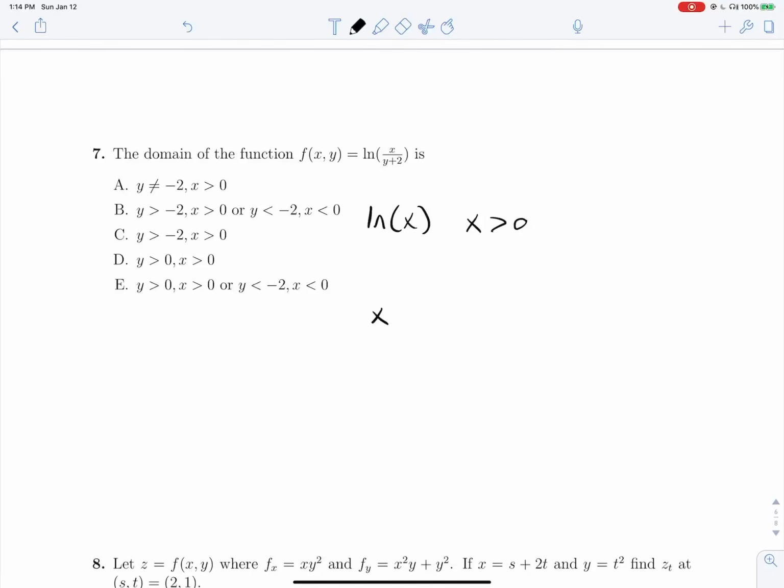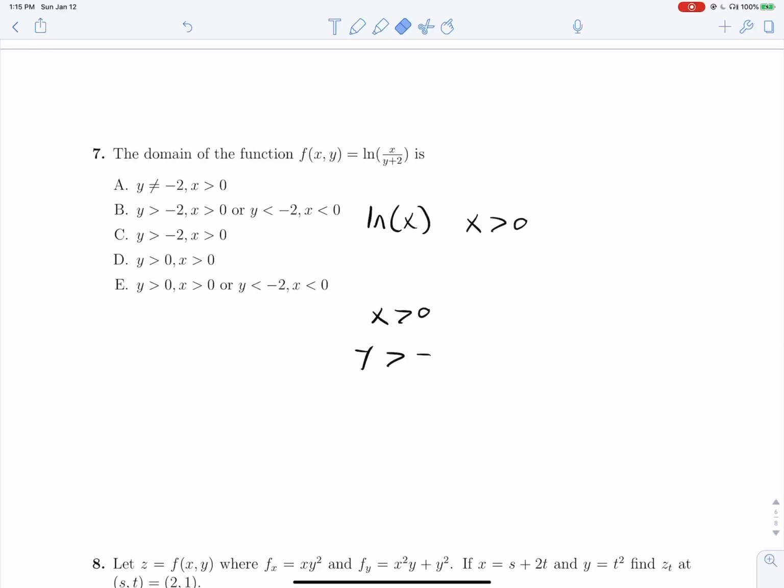Well, if x is greater than 0, then y has to be greater than -2. Because if it's -2 or less, we are going to have a negative argument in there. Okay, so that's one condition for us.